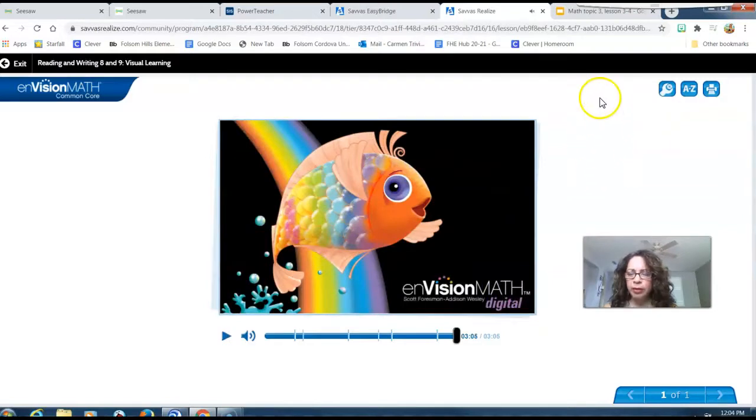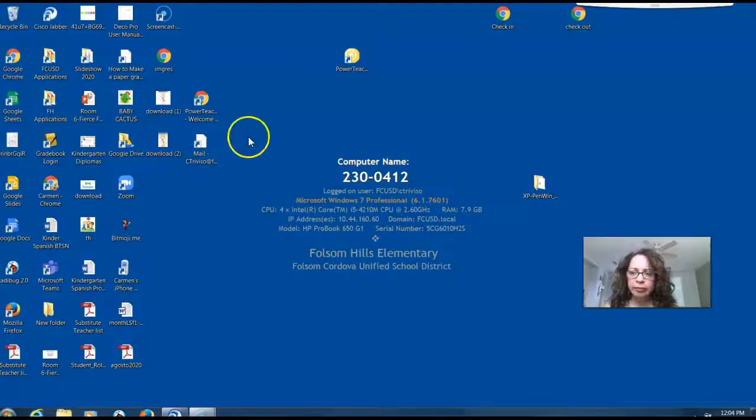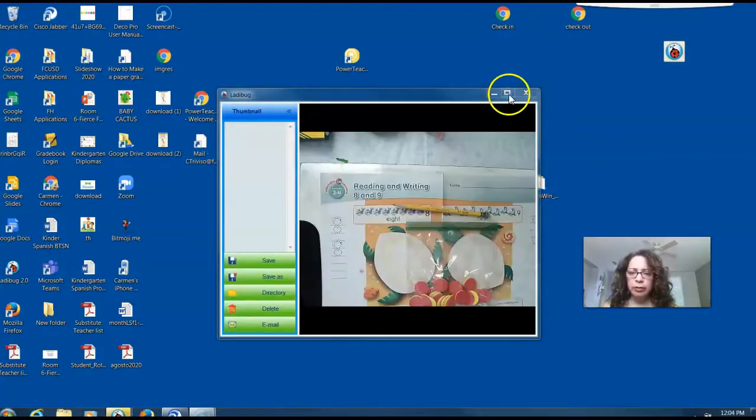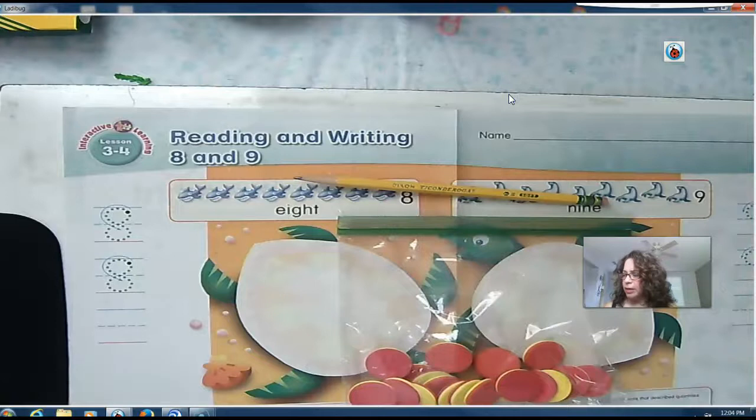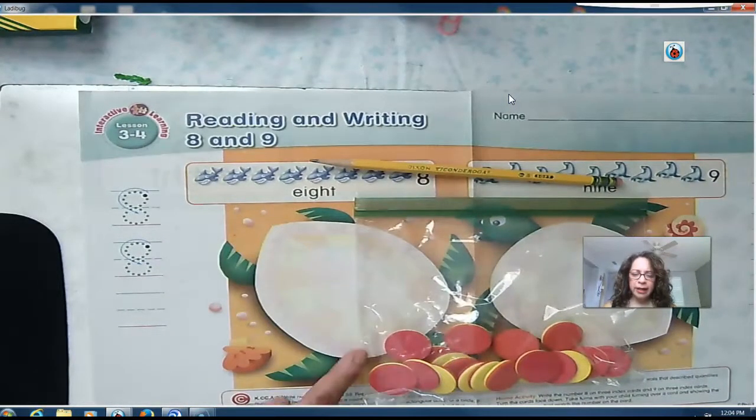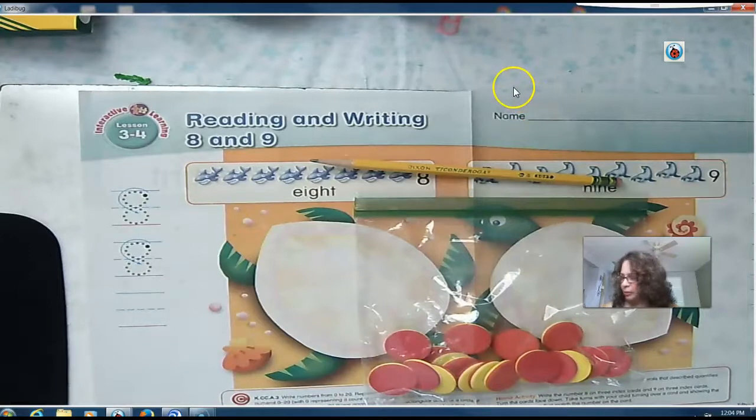Alright, now if you guys want to go ahead and pause the video, you're going to need the following things for this lesson. We're going to keep going and doing the whole lesson together. You're going to need 3-4. You're going to need your pencil and counters. Alright, so I'll stop talking for a few seconds. I'll let you go get your things ready.